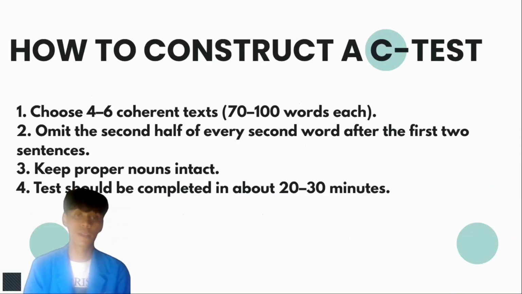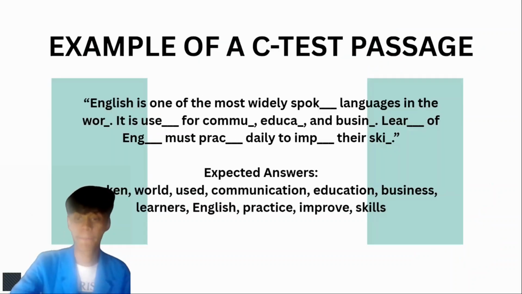How to construct a C-test? Construction must ensure that each text represents natural and grammatically complete language. The first two sentences are left intact to help students understand the context before they begin filling in blanks.